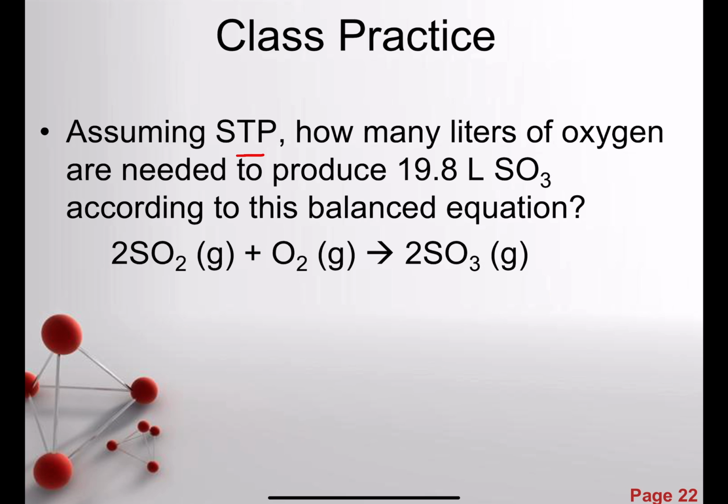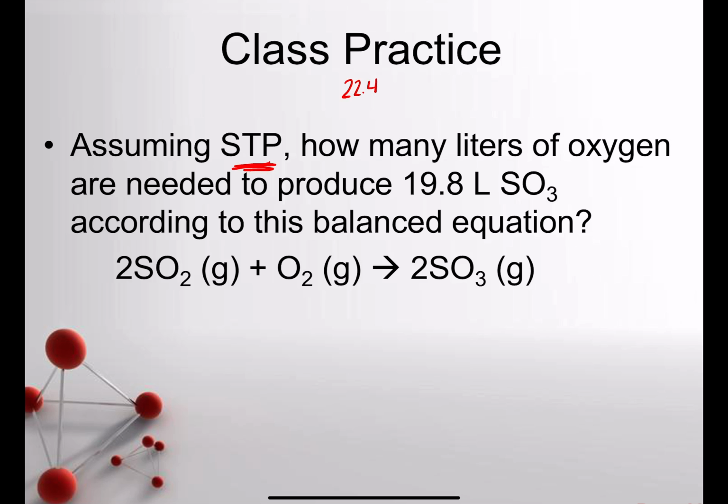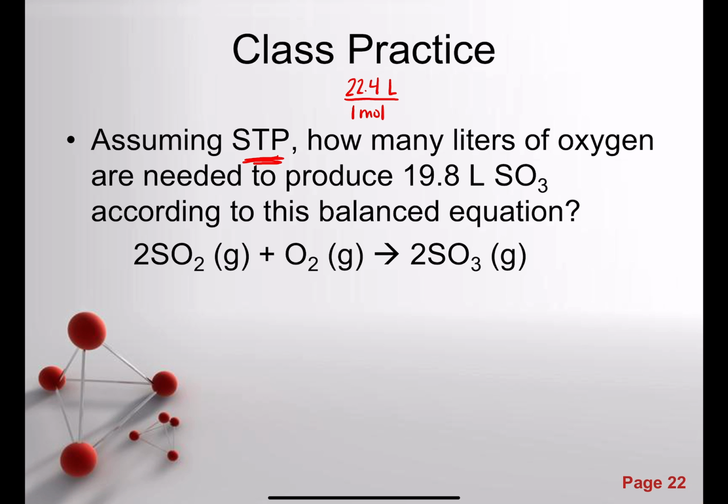Assuming STP. I don't know that we've talked about STP very much. STP stands for standard temperature and pressure. We'll use it a lot in the next unit when we do gas laws. But all standard temperature and pressure means is that we're going to use that 22.4 liters per 1 mole. At standard temperature and pressure, that's how much volume any gas takes up. If you're not at standard temperature and pressure, it's not 22.4 liters per mole anymore. It's a different amount. So at STP, that's what it is, and that's just what it's telling you to use.